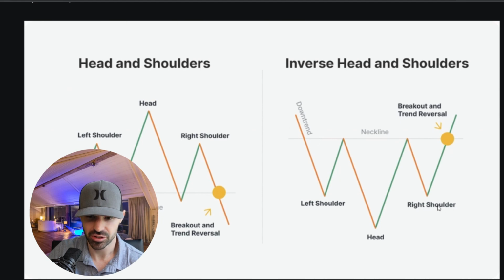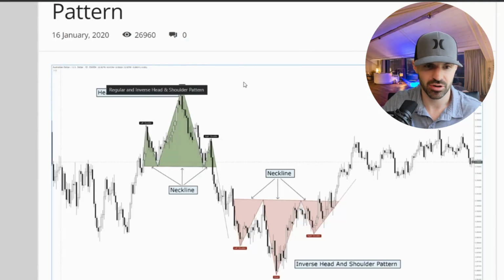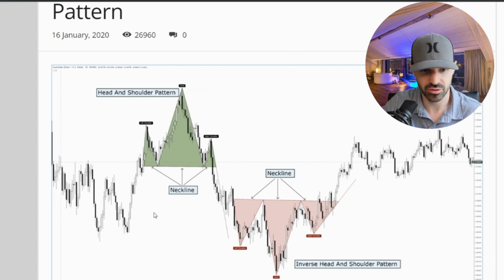And eventually the price breaks out of the neckline. So then it's a complete trend reversal and price shoots up. Okay, so this is an example of a head and shoulders pattern drawn on a chart. They're very easy to identify on the chart. So as you can see, here is an example.